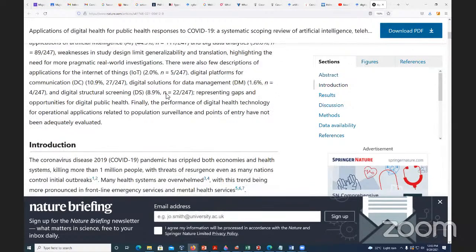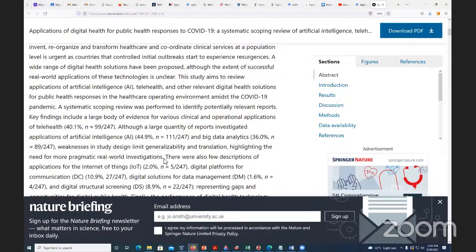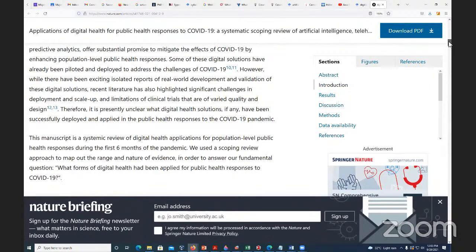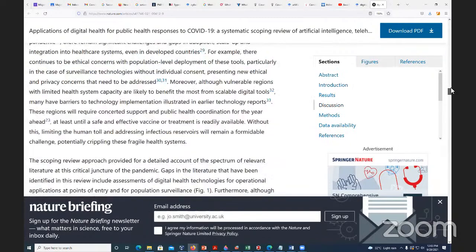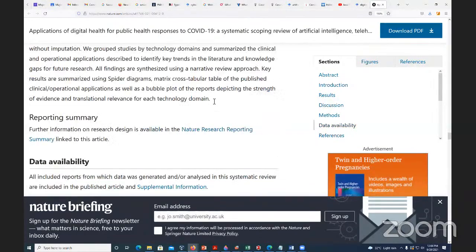But they go on to say the performance of digital health technology for operational applications related to population surveillance and points of entry have not been adequately evaluated. When I look at this, I'm wondering for sure what their conclusion is. So I want to see, they have a discussion. I'm wondering if they have a really clear conclusion. But they have a discussion.